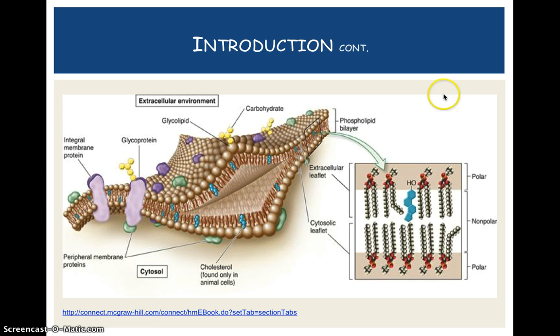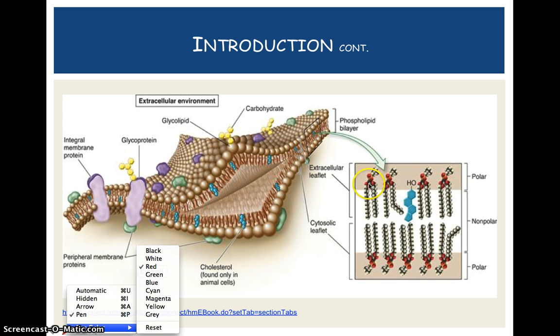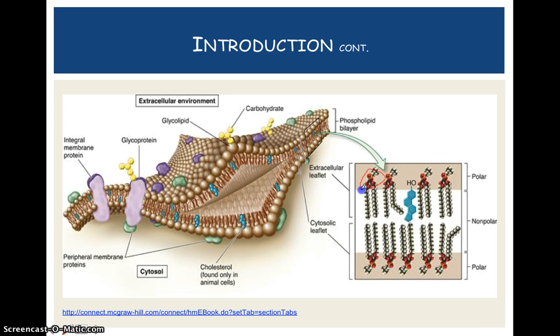In this picture, we can clearly see the phospholipids right here, and let's use my pen, let's make it red. Here you can clearly see the phospholipid head. That is the polar part, and the tails are the nonpolar part right here. And in this picture, you can see the phospholipid bilayer, which is right over here. And as previously stated, the nonpolar tails are in the center, while the polar heads are on the ends.